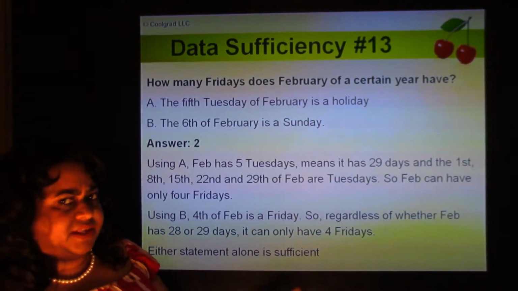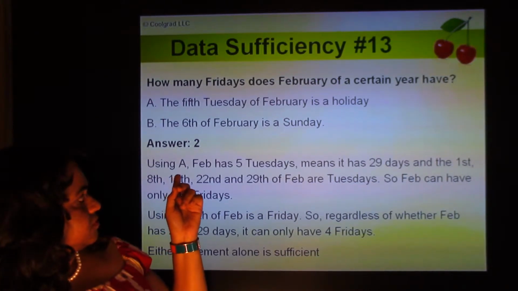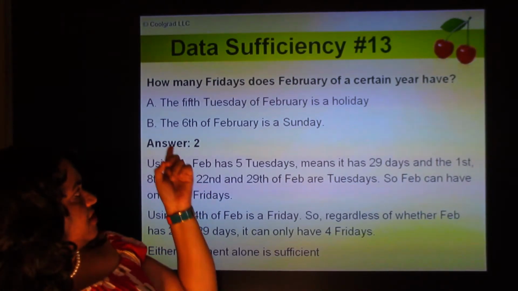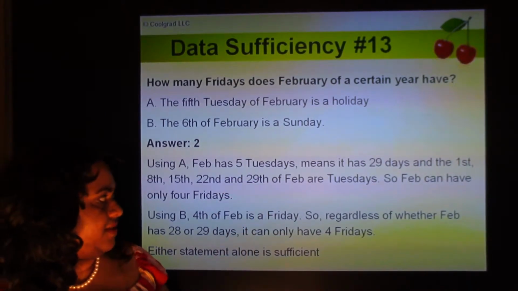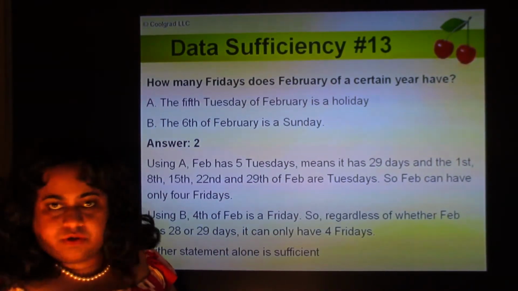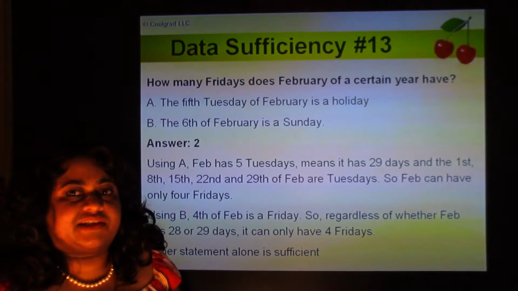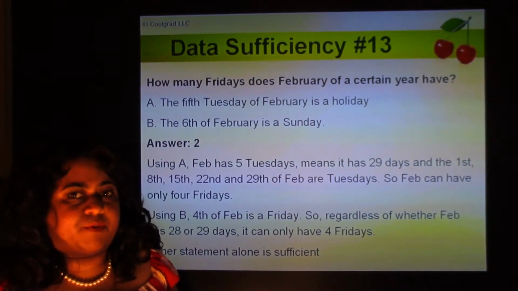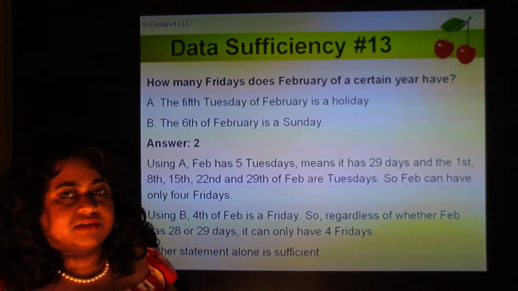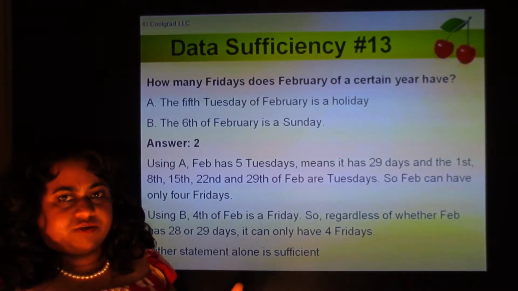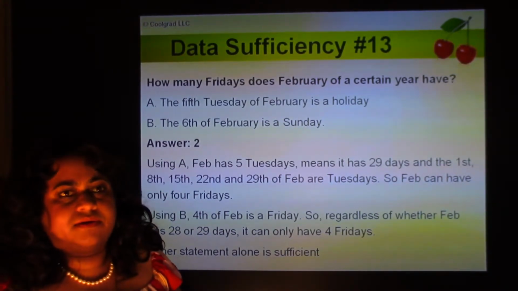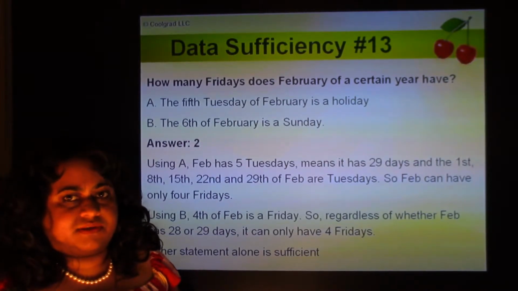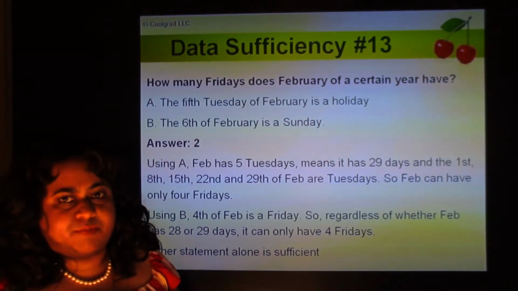So let's try using statement A alone. It says the 5th Tuesday of February is a holiday. So February has 5 Tuesdays. So in a regular year, February has 28 days. And in a leap year, February has 29 days. Suppose it has only 28 days. So a week has 7 days and it has 4 weeks. And a certain day will occur only 4 times in February.